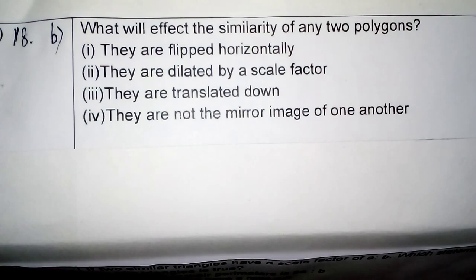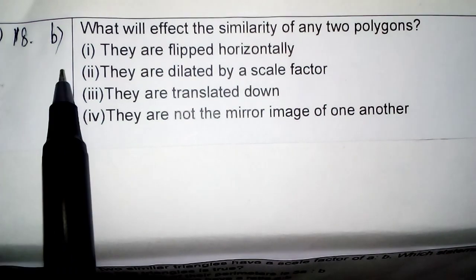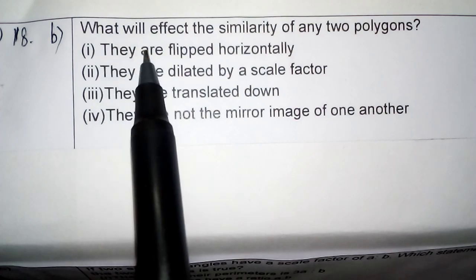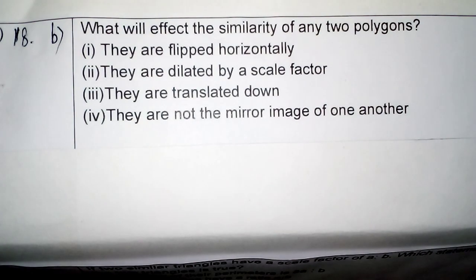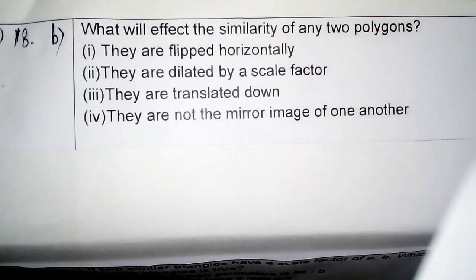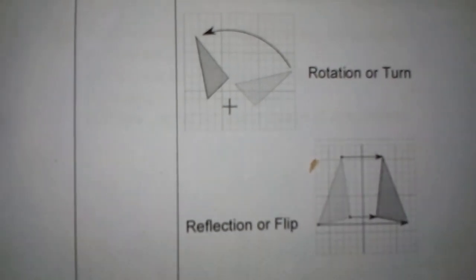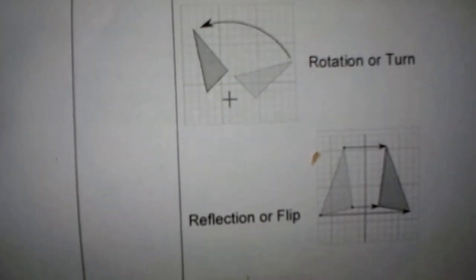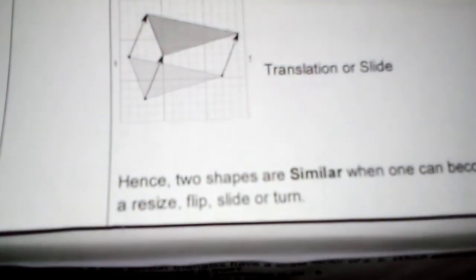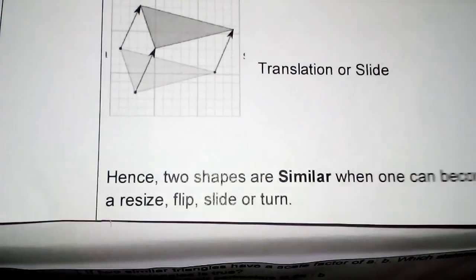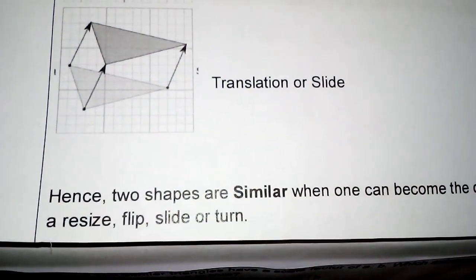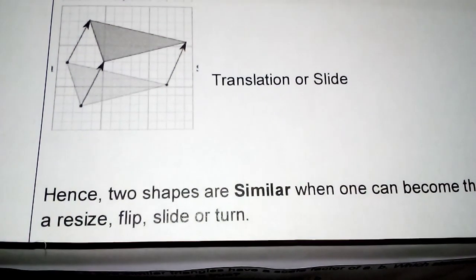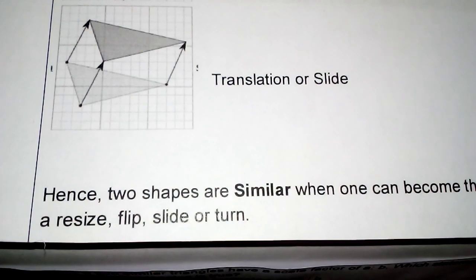Next, 18th question B subpart. This question is: what will affect the similarity of any two polygons? It is given in the figure. Two shapes are similar when one can become the other after a resize, flip, slide or turn.